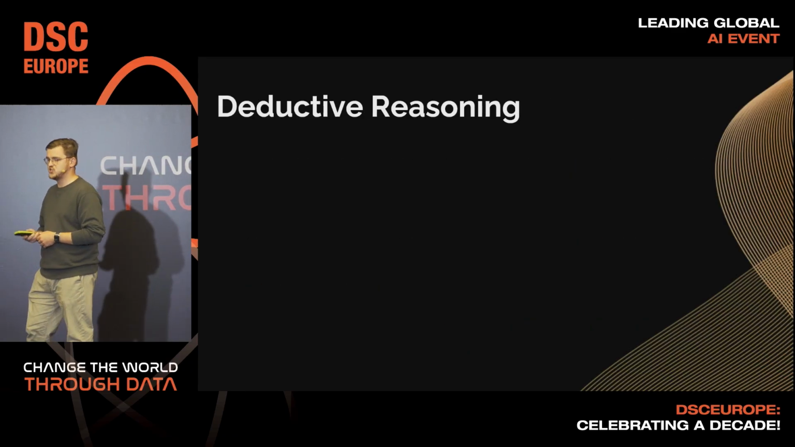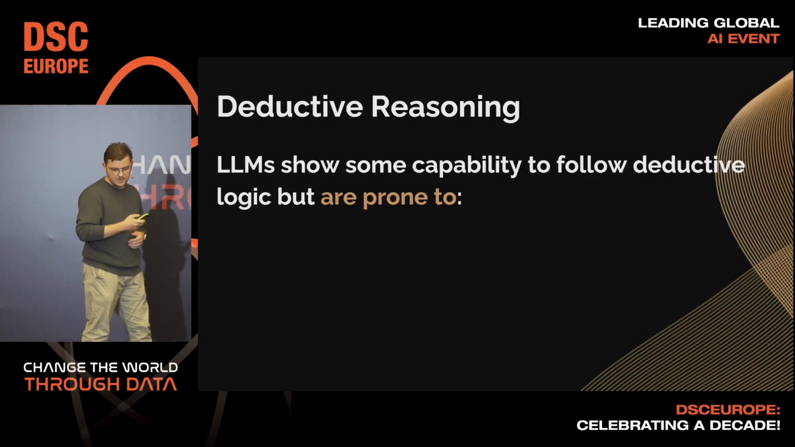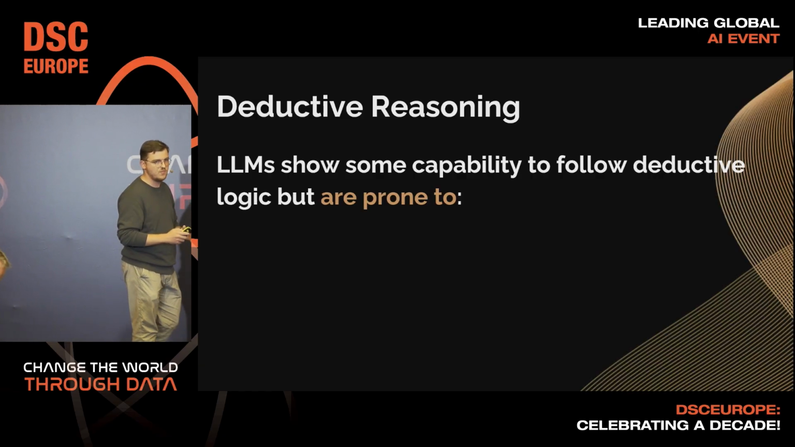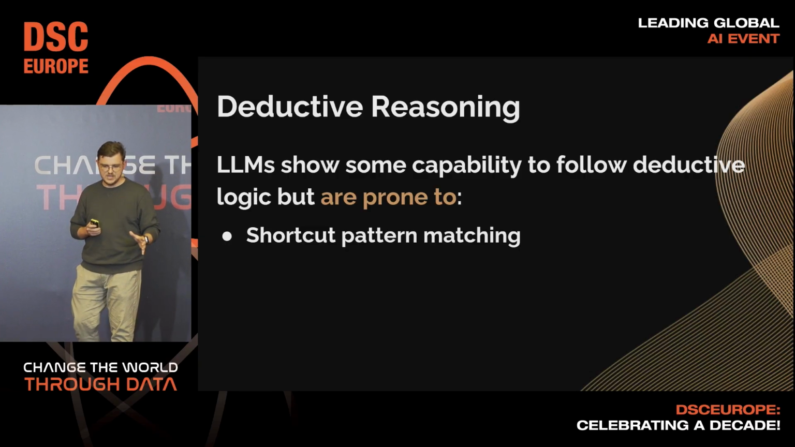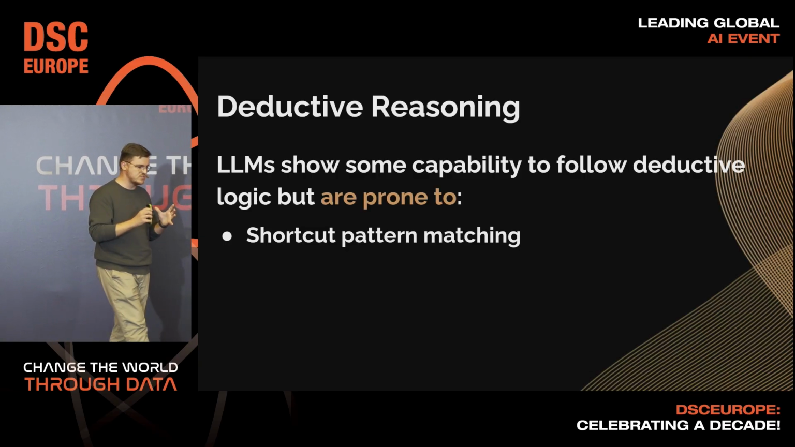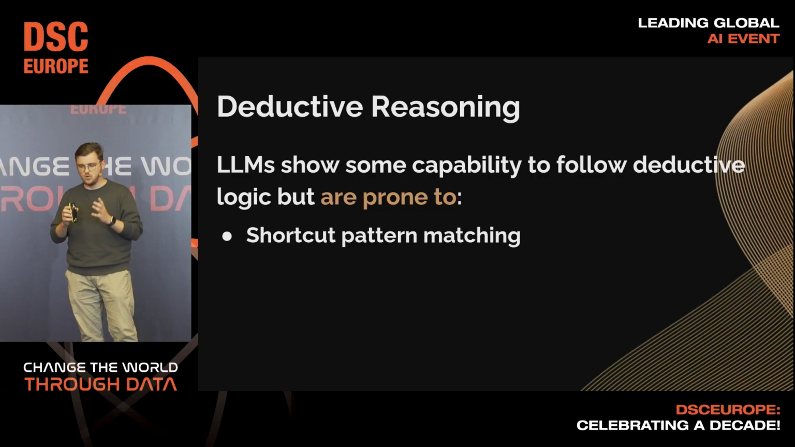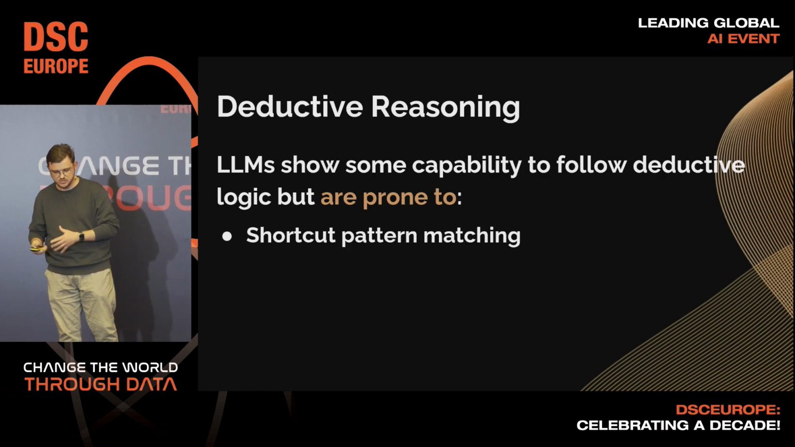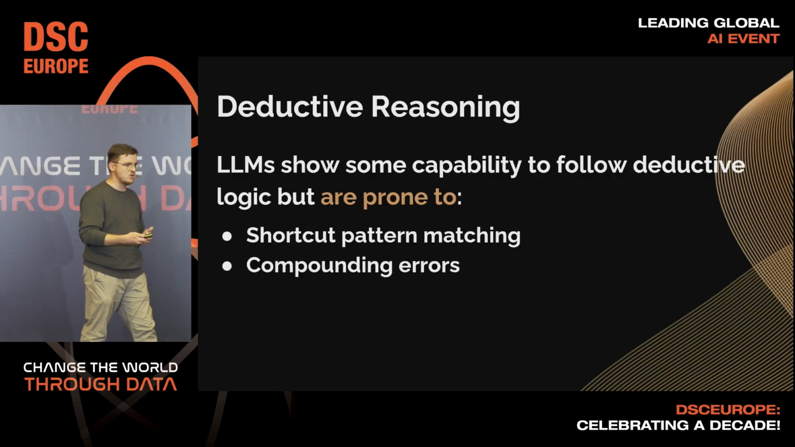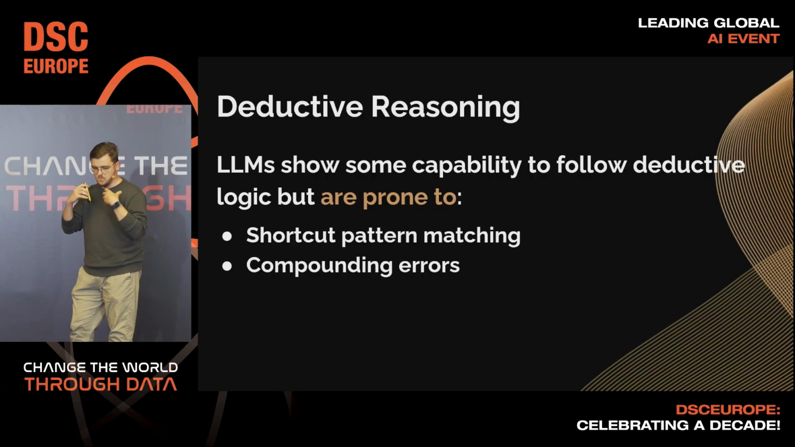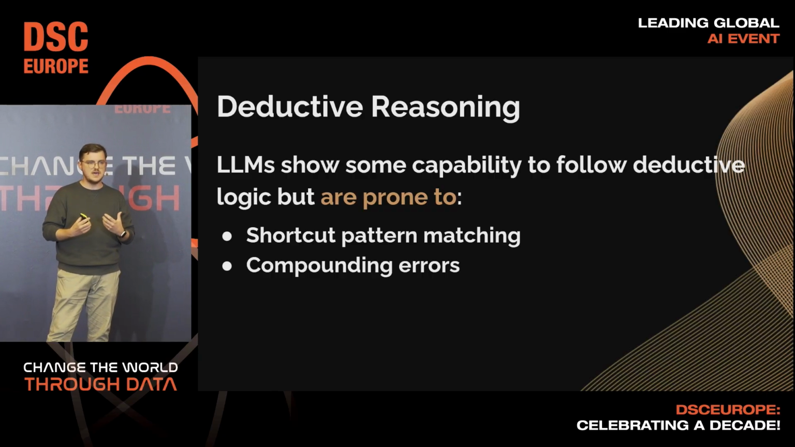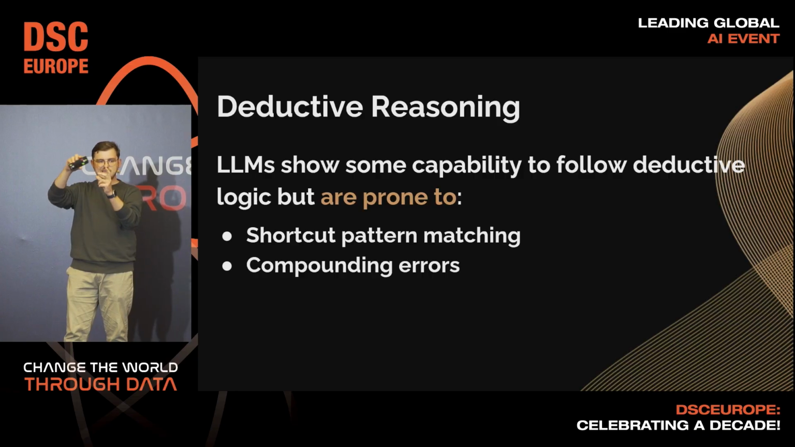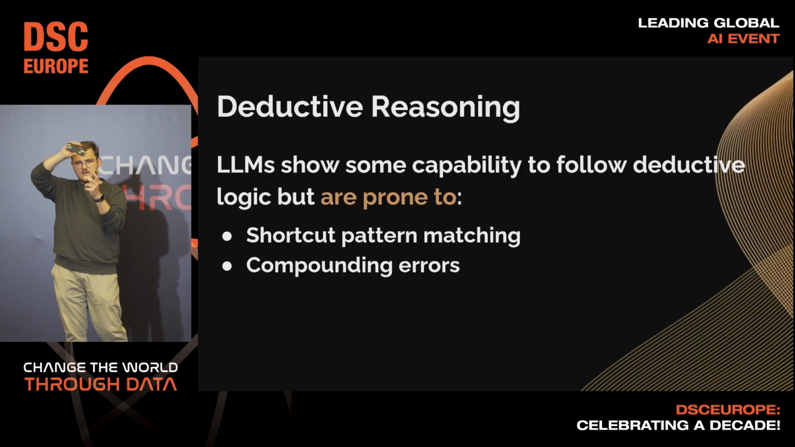Let's jump to research dedicated to deductive reasoning. LLMs show some capability to follow deductive logic, but they're prone to shortcut pattern matching, and essentially it looks like LLMs tend to rely more on pattern matching and memorization from their training data rather than logical assumptions. The second one is compounding errors when models try to do multi-step reasoning, and this means that LLMs tend to make errors early in the chain of premises that lead to a combinatorial effect in the whole error.